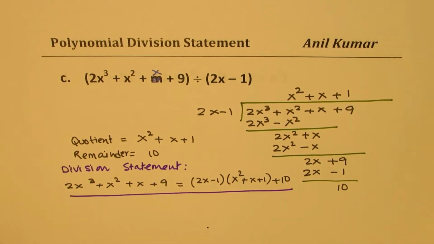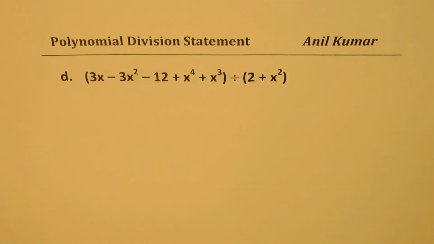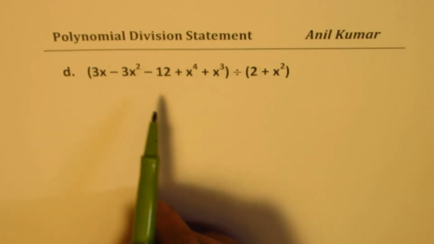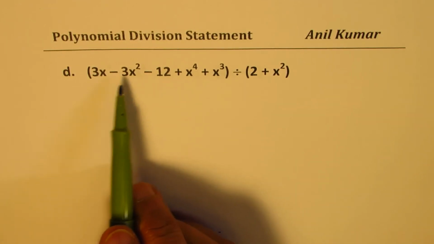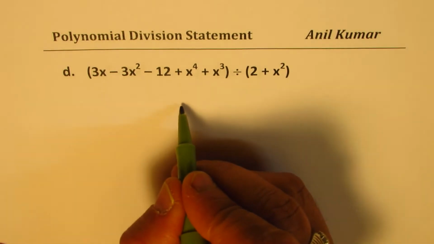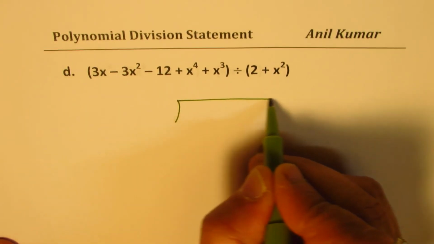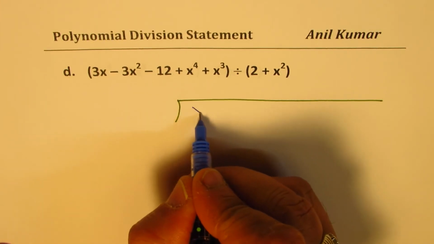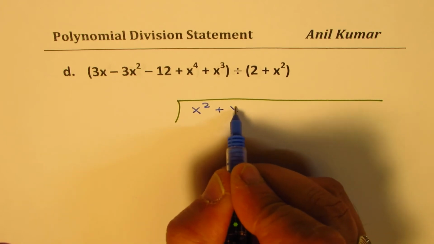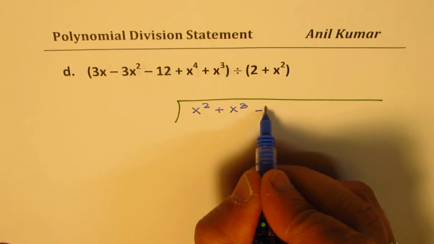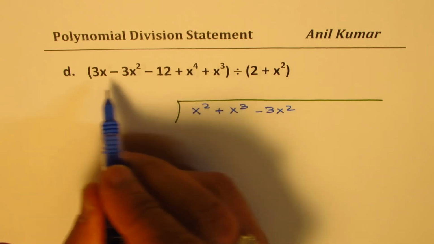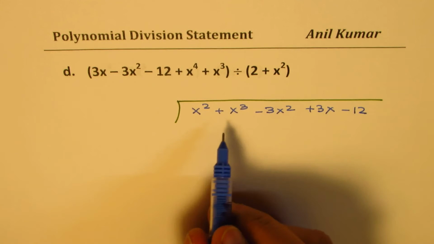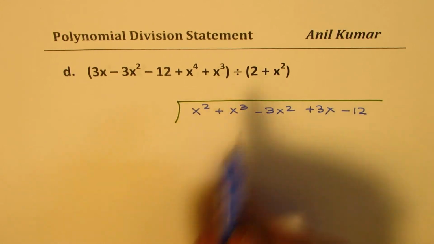Perfect. Now let's take part D. Now in part D, you notice that these terms need to be rearranged, right? We have x to the power of 4, x cubed, x squared, they need to be rearranged. So while writing, I'll rearrange them. Okay, so we have here x to the power of 4, and then plus x cubed, and then minus 2x squared, and then we have plus 3x minus 12, right? This has to be divided by 2 plus x squared.